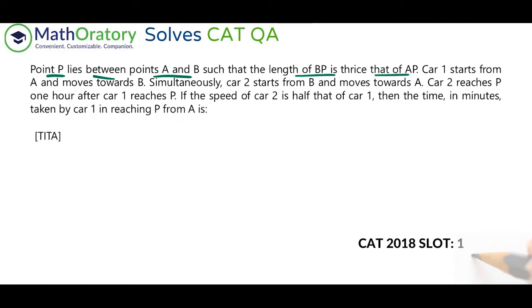So this ratio is given. BP and AP ratio is 3:1. So P is dividing this AB in the ratio 1:3. Car 1 is starting from A, moving towards B simultaneously. Same time, car 2 starts from B and moves towards A.